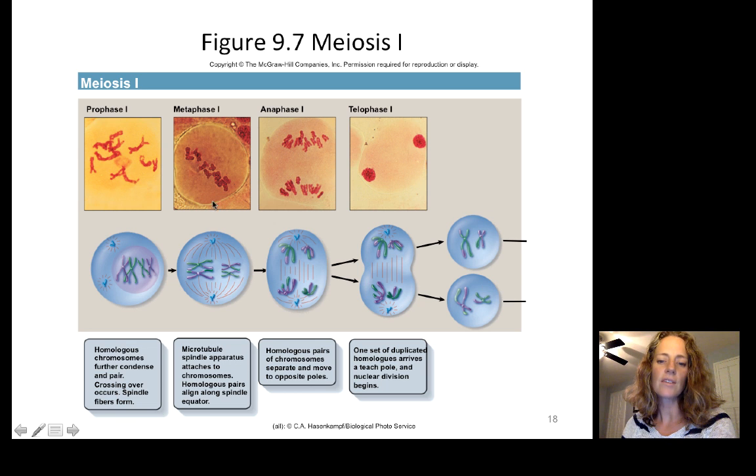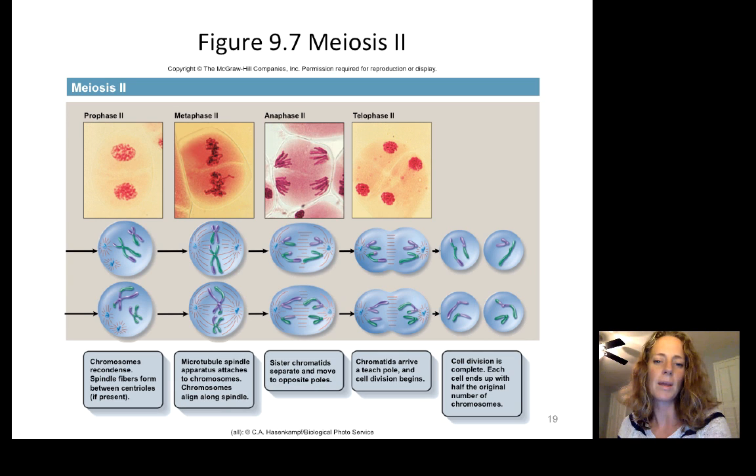These figures I'm going to leave for you if you need a little more detail to help you understand meiosis 1 and meiosis 2.